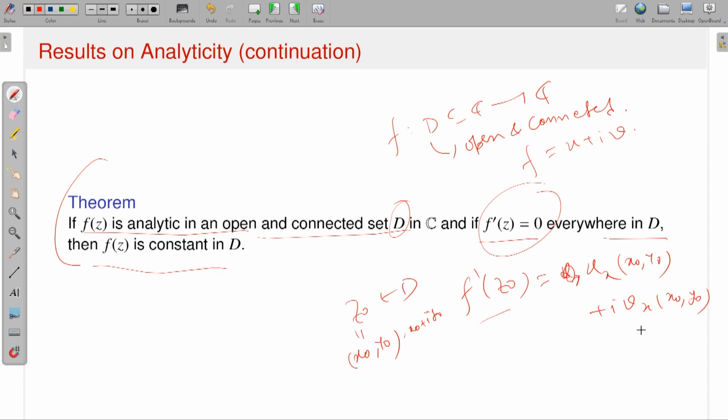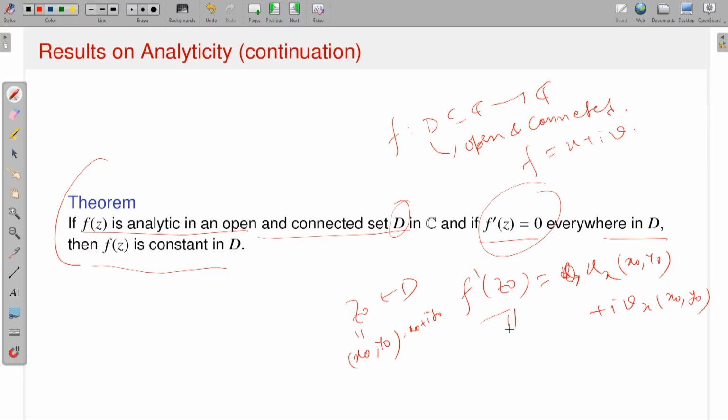But what is your hypothesis? f prime of z0 is 0, because f prime of z is 0 for all z. So this implies that, by hypothesis, 0 is equal to ux at the point x0, y0 plus i times vx at the point x0, y0, right?